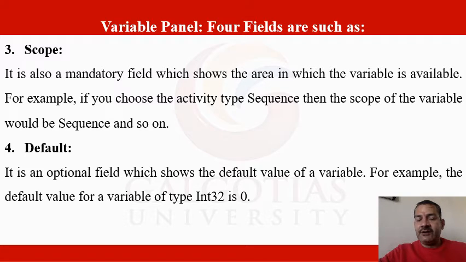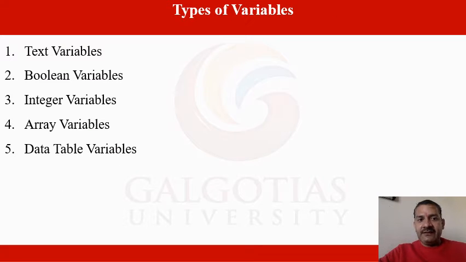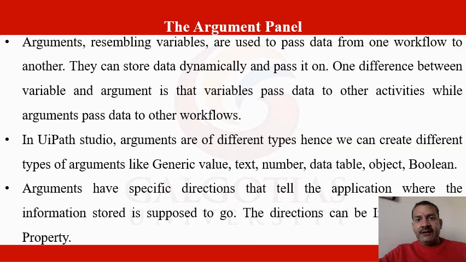This is all about the variable panel. We have discussed what is variable, discussed these 4 fields of the variable and how we can use this variable, where it is to be created into the workflow. We have already discussed. Next is the types of variable: text variable, boolean variable, integer variable, array variable, and data type variable, data table variable. These are the types of variable. Now I am just leaving this thing, just wanted to tell you what is the type of variable.